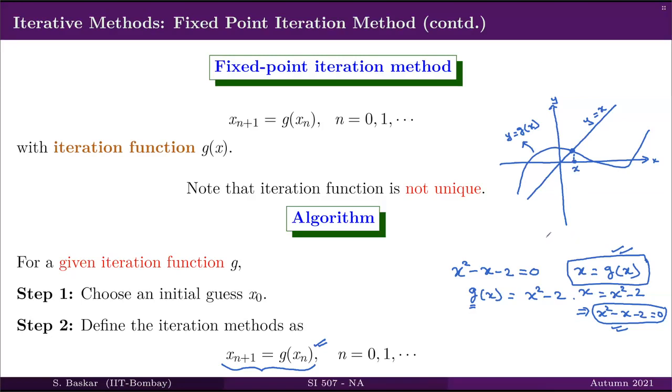So the first idea is to write your given equation in an equivalent form like this, and then take that g and generate your sequence. Like in this case, xn plus 1 will be xn square minus 2 for n equal to 0, 1, 2, and so on. And to start this iteration, you need to know what x naught is. So you will choose your x naught and then you will start generating the sequence. So this is how the method goes.